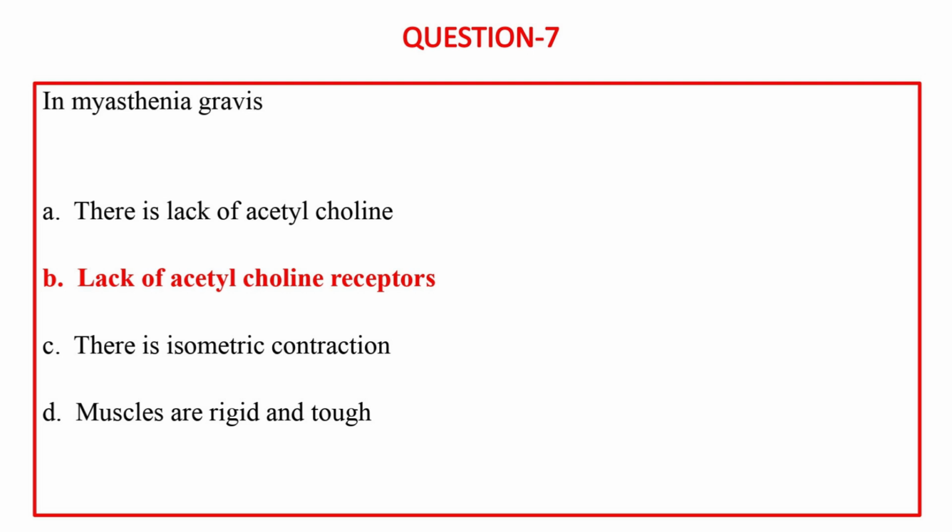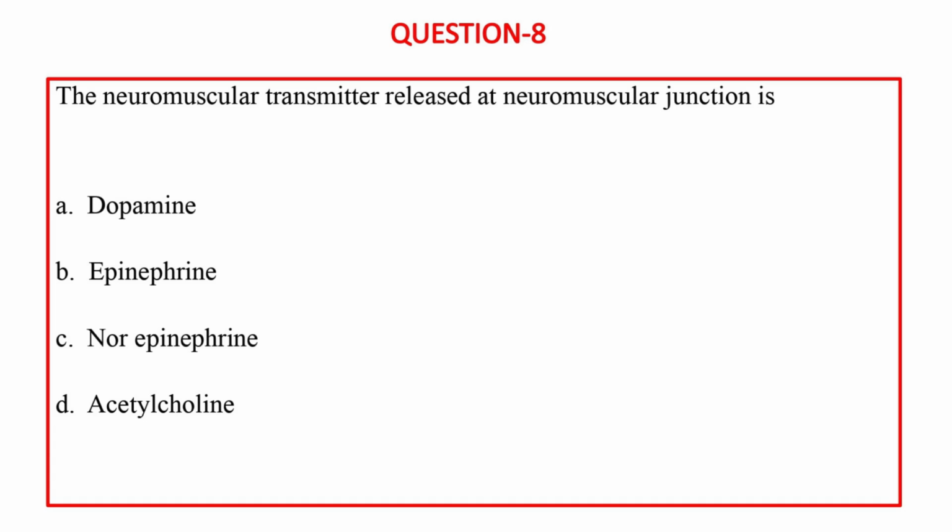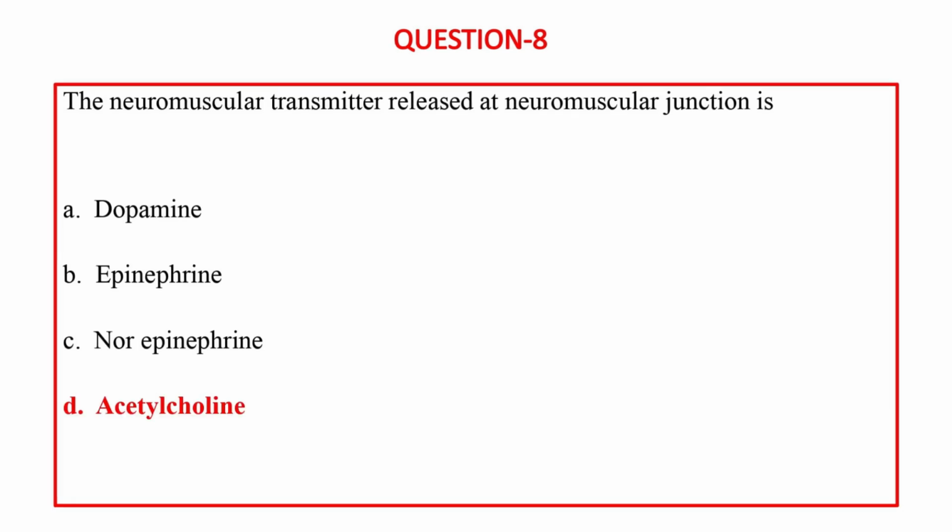So moving on to question 8. The neuromuscular transmitter released at the neuromuscular junction is: A. Dopamine, B. Epinephrine, C. Norepinephrine, D. Acetylcholine. The answer to this question is D. Acetylcholine.